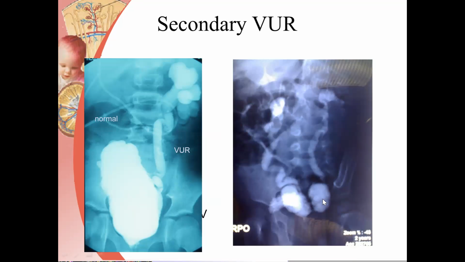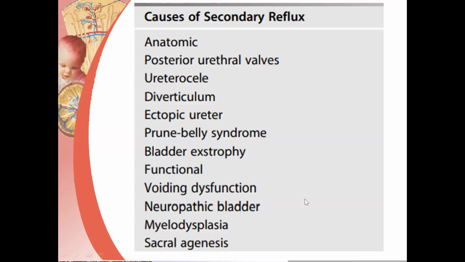This is a bad looking bladder again. There is a diverticulum also here. So these are all the causes of the reflux in these children. So causes of secondary reflux can be posterior urethral valve, ureterocele, diverticulum, ectopic ureter, prune belly syndrome, bladder exstrophy. Then it can be voiding dysfunction, neuropathic bladder, myelodysplasia, or sacral agenesis. So there are so many causes of secondary reflux. In all these conditions, the bladder in ultrasound as well as VCUG looks abnormal.